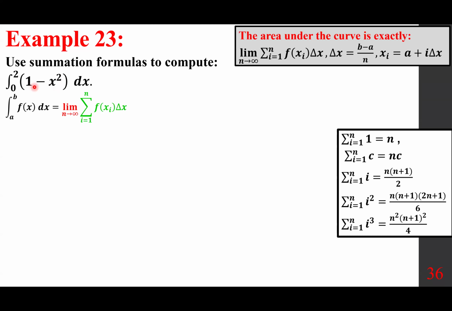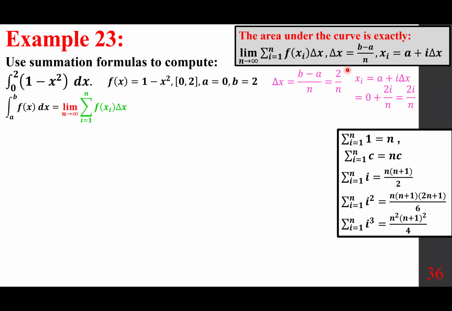Then f of x is 1 minus x squared. A to b means from 0 to 2, a is 0, b is 2. So I hope that's clear to everybody. So that's the given. Now we say delta x is b minus a over n, so that means 2 minus 0 over n. X sub i is a, 0, plus i times delta x, which is 2 over n. And therefore 0 plus 2i over n is 2i over n.